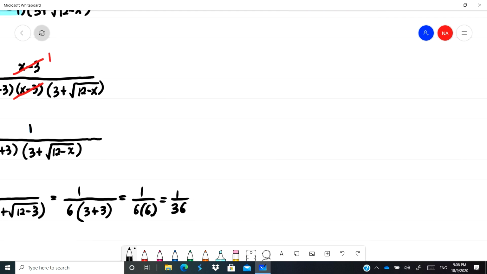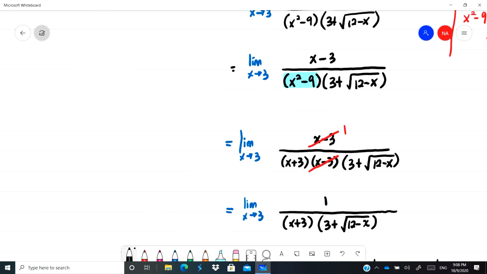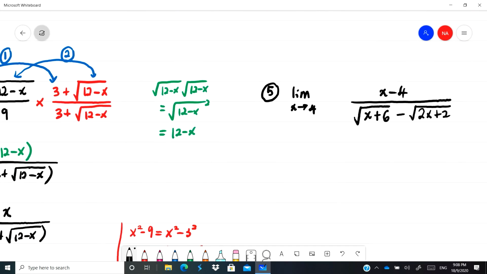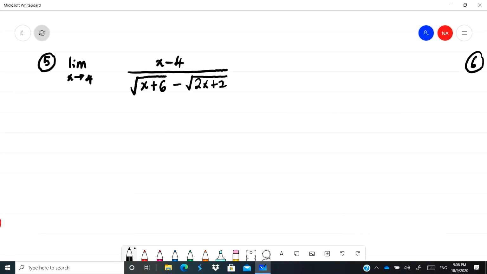That's very long, but you have to be patient in solving this. Inshallah, you can find the solution. So let's go to number 5.